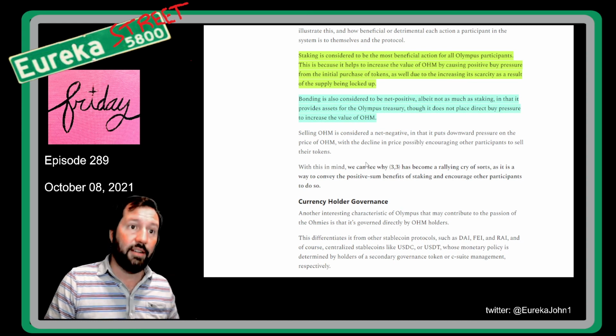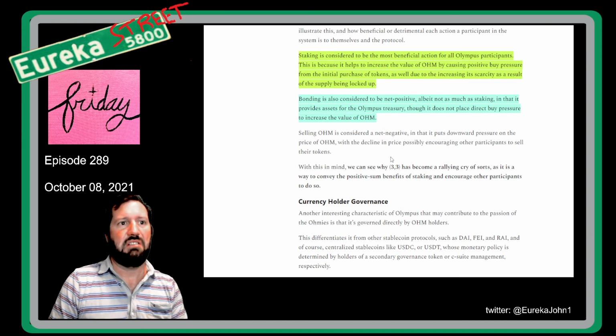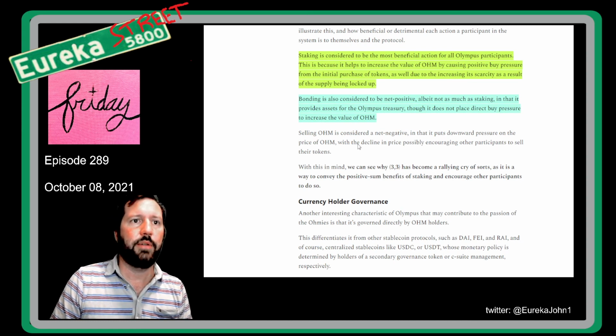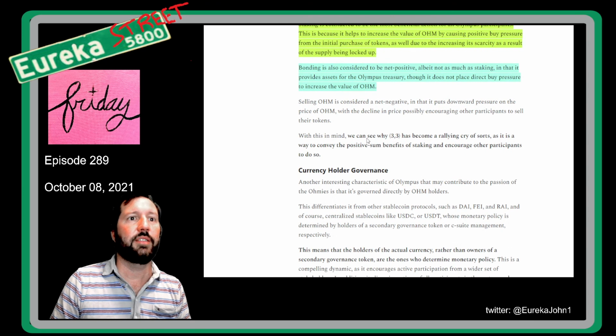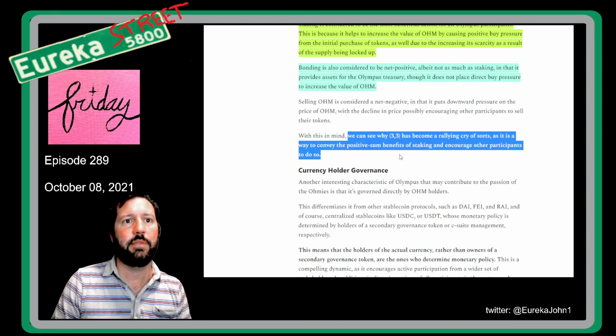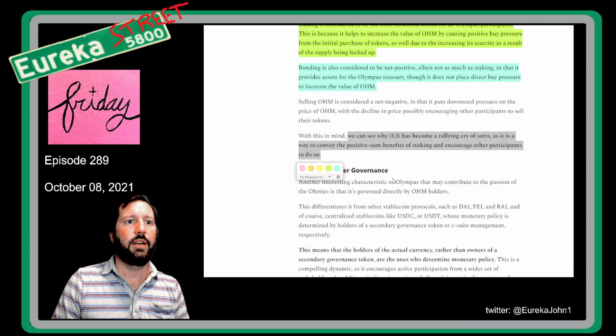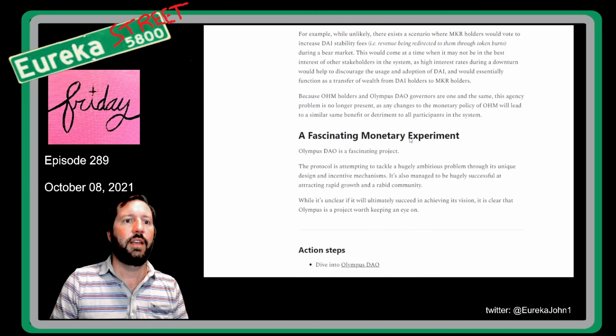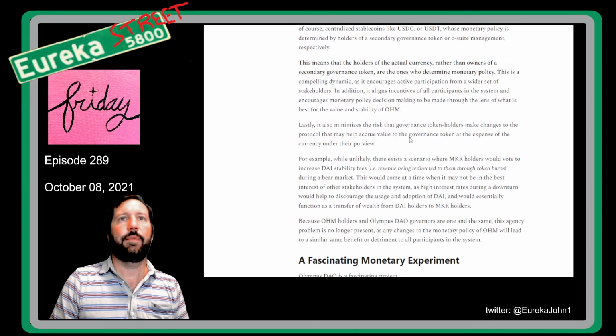So selling is considered a net negative, so don't sell. It puts downward pressure on the price of OHM, and with the decline in price possibly encouraging other participants to sell their token. So with this in mind, we can see why (3,3) has become a rallying cry of sorts, as it is a way to convey the positive sum of benefits of staking and encourage other participants to do so. Interesting. Yeah, and then it goes into the governance, and then yeah, there's a conclusion.